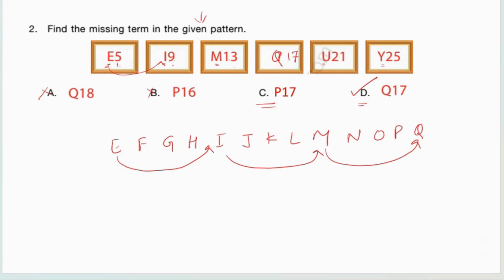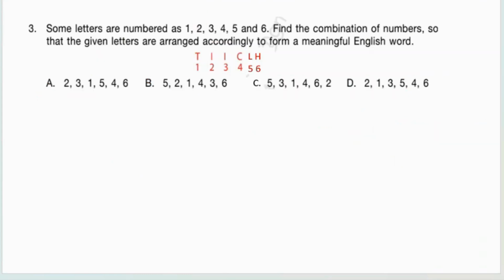After that, you can also check Q, R, S, T, U. So that's correct. V, W, X, Y. That is also correct. Clear? Next question. Some letters are numbered as 1, 2, 3, 4, 5, 6. Find the combination of numbers so that the given letters are arranged accordingly to form a meaningful English word.